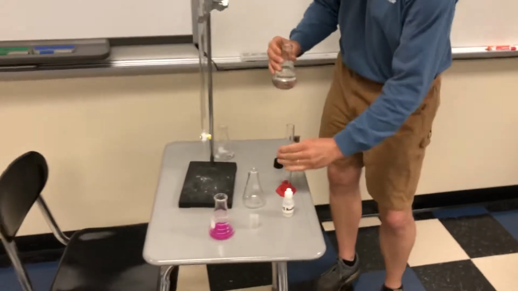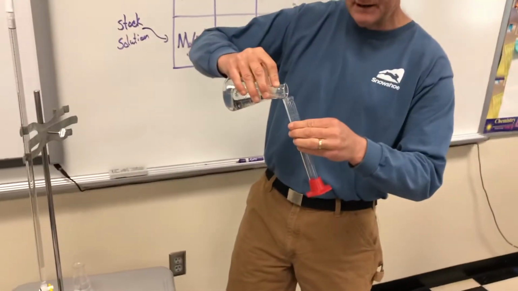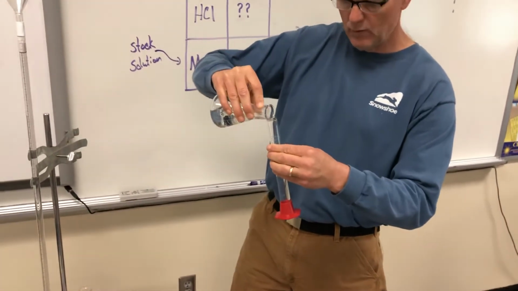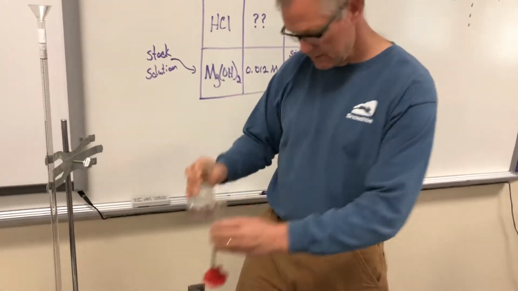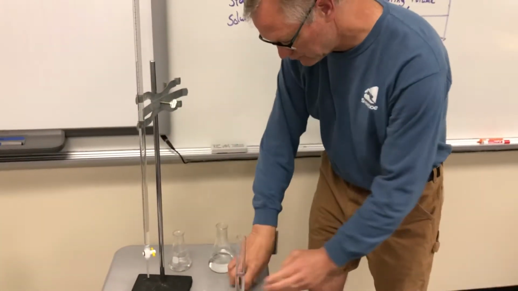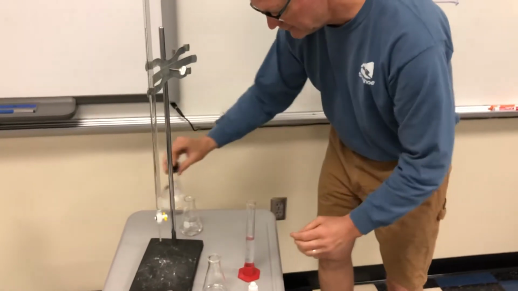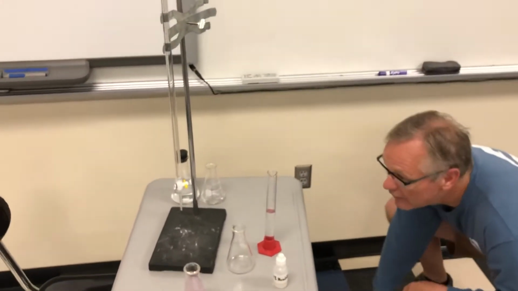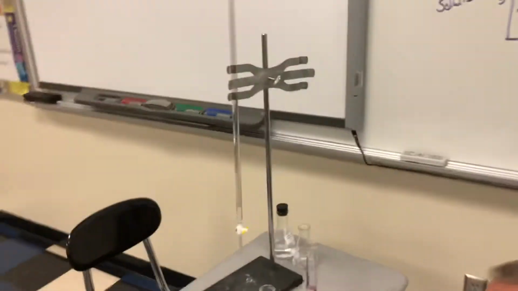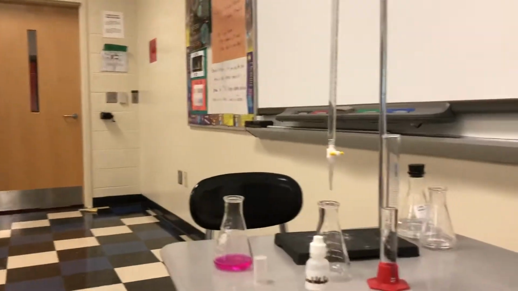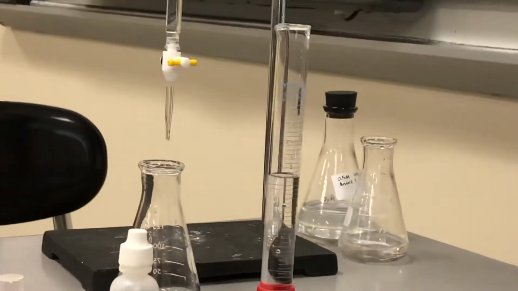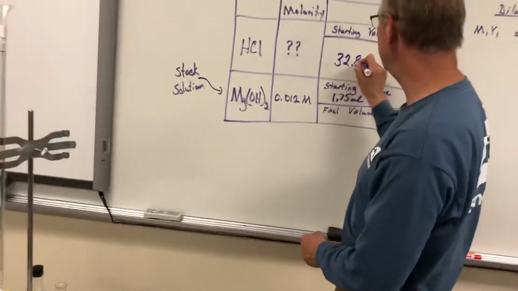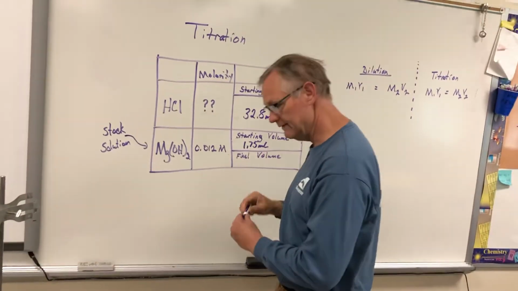Now I'm going to place a known amount, and I'm going to measure this using a graduated cylinder. This is going to be of my HCl, but I don't know what the actual concentration is. So that's what I'm going to be trying to find. So I'm going to start with this one, and I have 30, 31, 32, 32.8 milliliters of the acid.